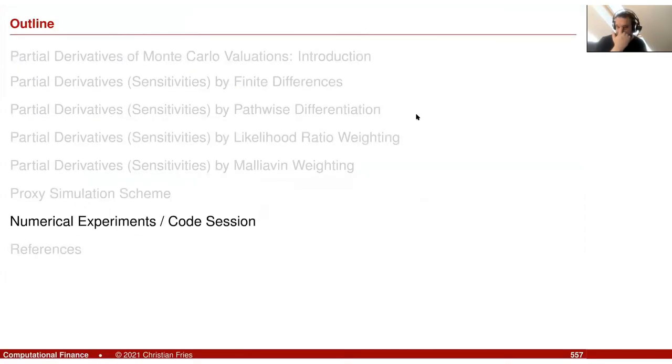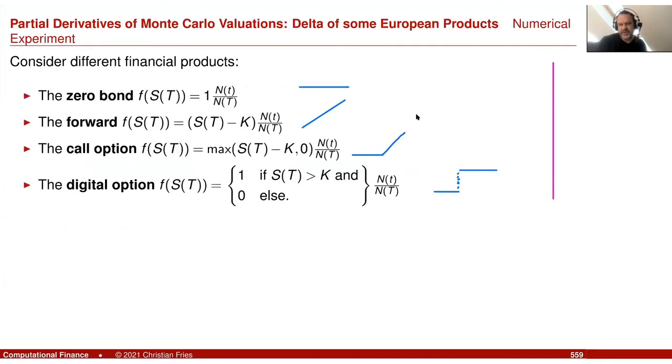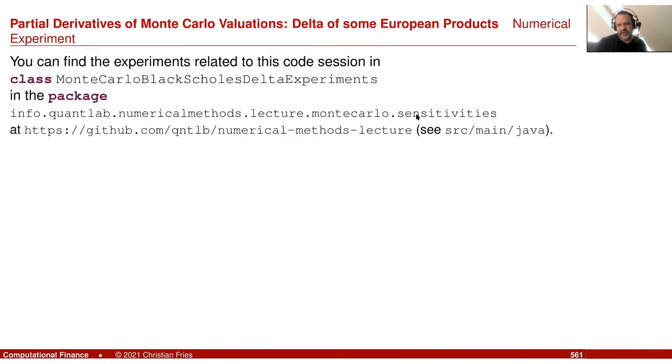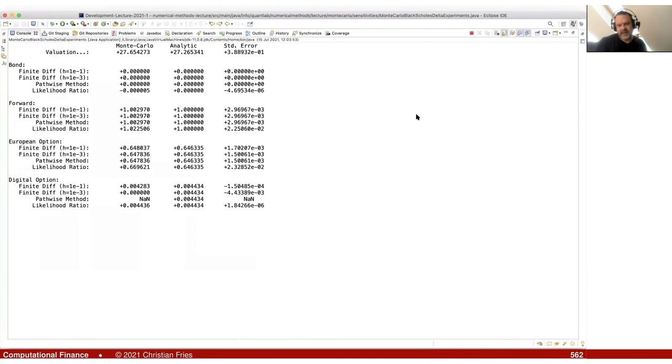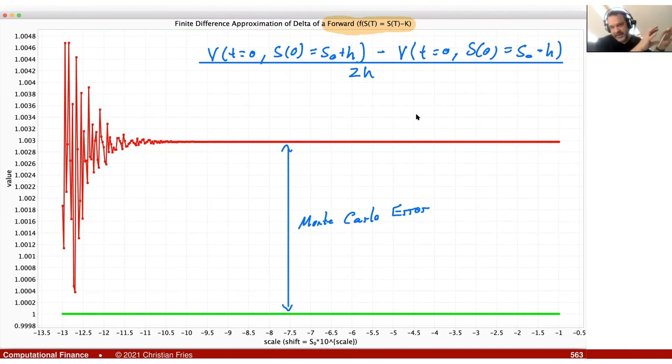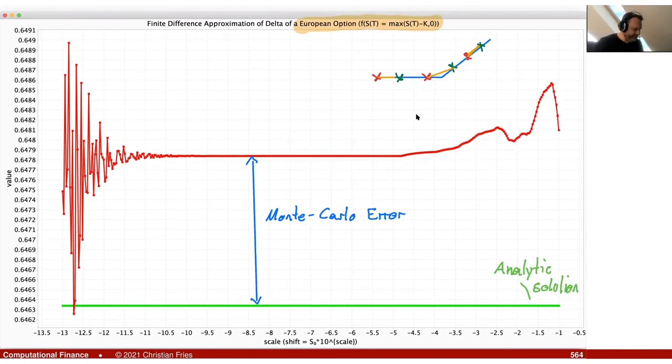So I have this numerical experiment here in the script, our description with the different payoffs. Some parameters I suggest to use for this experiment, or which are used in the code in this repository. And here are the results which we discussed in the script. And here are the payoffs. So just to conclude the discussion, if you differentiate just this linear function, you get a very nice and perfect derivative. This guy here is the Monte Carlo error, which I still have from differentiating S of capital T with respect to F0. The same here.